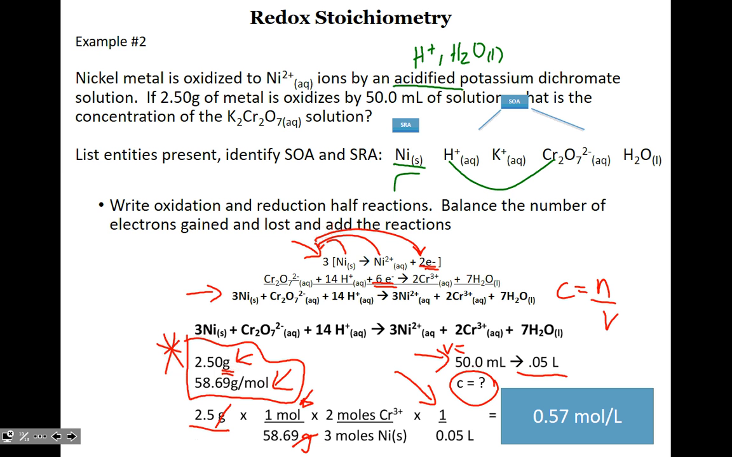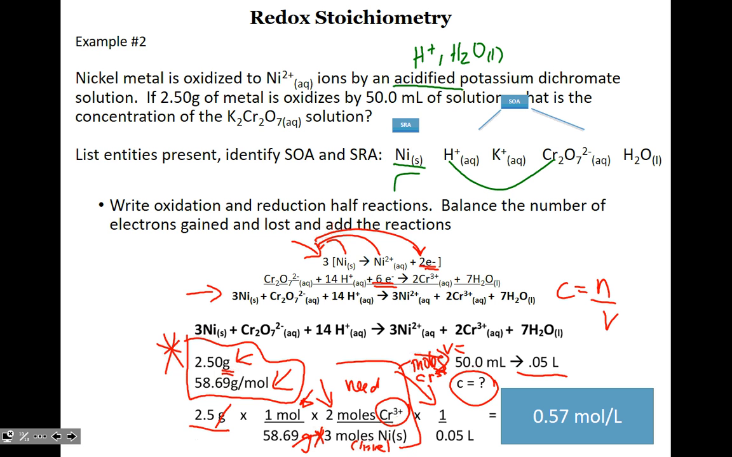Now here I have my molar ratio. 3 moles of nickel is what I have, and I'm looking for what I need, and the coefficient for the chromate ions is 2. Now that's going to get me moles. All this information is going to get me moles of these chromium ions.